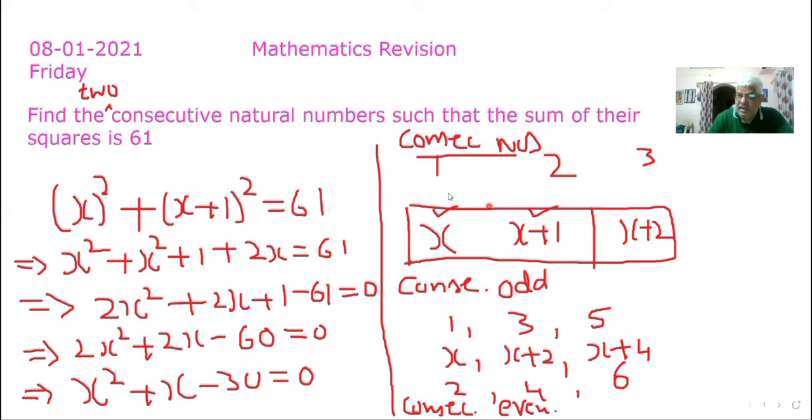Now, how to take: if you take 1 as x, then 2 you write as x plus 1, and 3 as x plus 2. This is the general form for consecutive natural numbers. If it asks for consecutive odd, for example 1, 3, 5, it is x, x plus 2, x plus 4. And it is the same for consecutive even numbers, for example 2, 4, 6. You have to remember this general form. Then, depending on what the question gives, I write the equation.